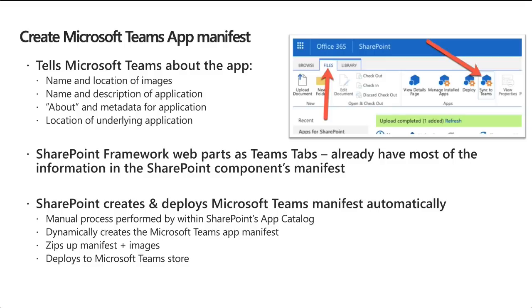However, if you want to modify the manifest.json file, you can create your own manifest file and put it inside the Teams folder, and the SharePoint deployment for Sync to Teams won't create a new one. It'll just use the one that you've provided. And that's the way we're going to do it in the demo.